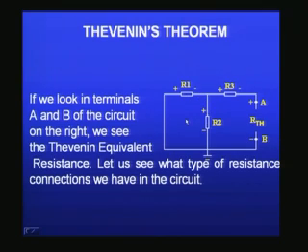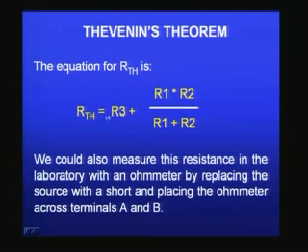Therefore, R1, R2 are coming in parallel, R3 is in series with this combination of R1 and R2. So, the equivalent Thevenin's resistance can now be written R Thevenin is equal to R3 plus R1 multiplied by R2 divided by R1 plus R2. This is the effective resistance of the parallel combination of R1 and R2. You add it along, because it is in series with R3, this effective resistance is added with R3 to obtain the total effective Thevenin's resistance R Thevenin.